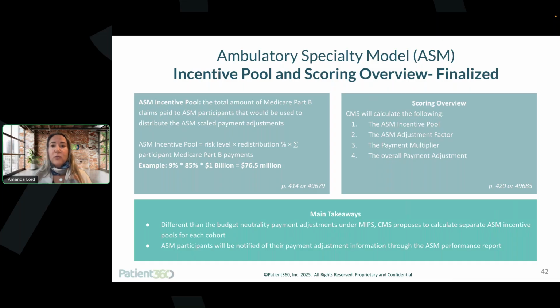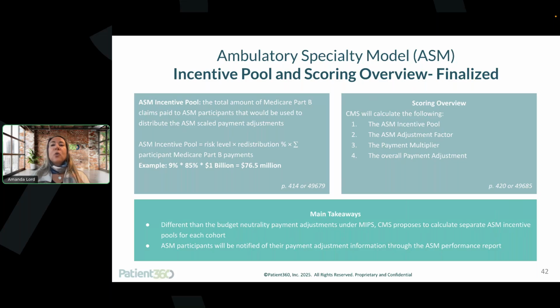This is from the final rule. We know that the first 2 payment years will have a risk level of 9%. We know that CMS is finalized to set the redistribution at 85%. And so let's assume that the sum of the ASM participant Medicare Part B payments totals $1 billion. Multiplying these values together will get us to a $76.5 million ASM incentive pool.